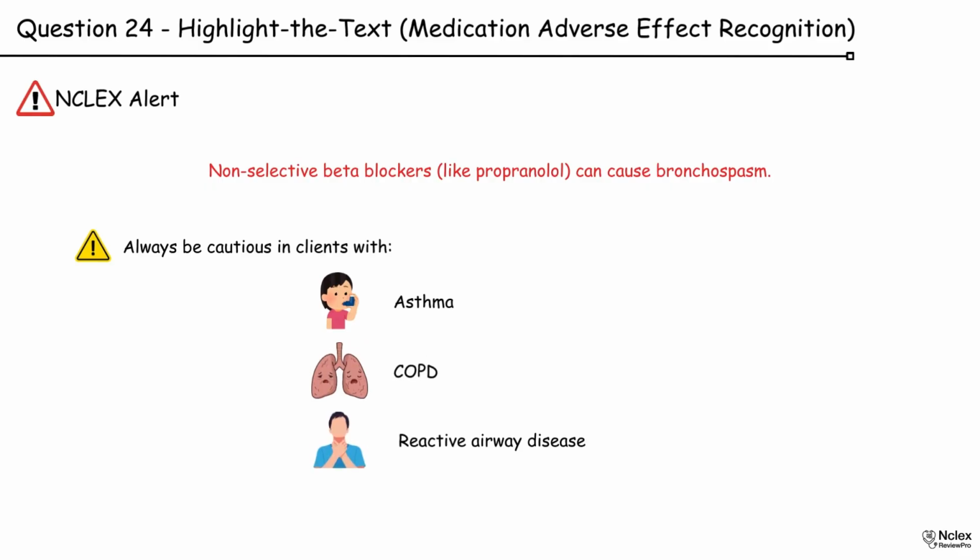Here's your NCLEX alert. Non-selective beta blockers, such as propranolol, can cause bronchospasm. Use caution in clients with asthma, chronic obstructive pulmonary disease, or reactive airway disease. When you see respiratory symptoms after starting a non-selective beta blocker, think beta-2 blockade.